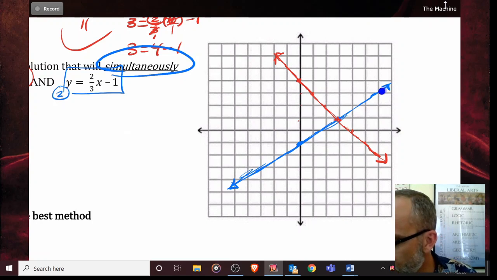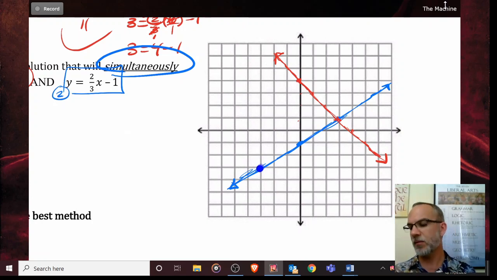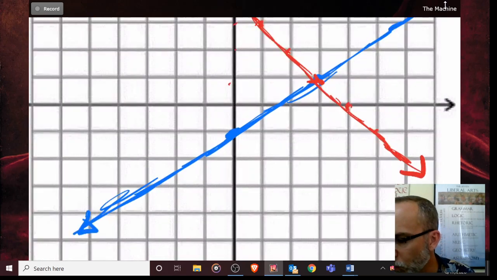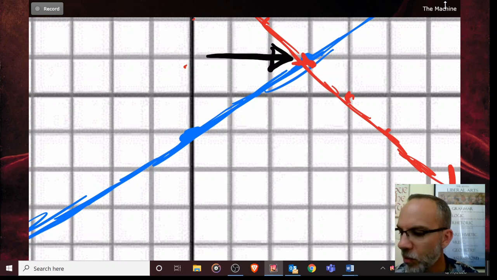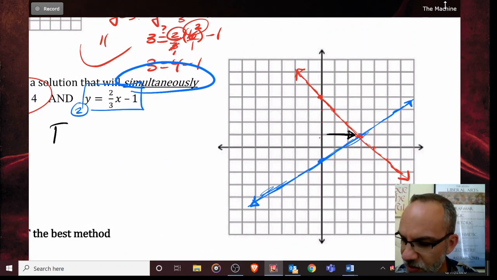Well, I got this point, and this point, and this point, and that point, and this point. And there's a lot of different points. Where's the point that solves them both at the same time? You're looking for this location right there, which is the intersection.